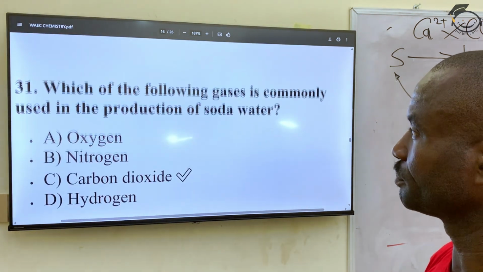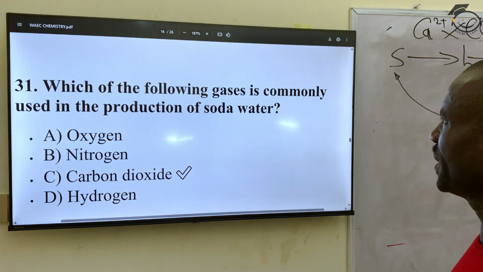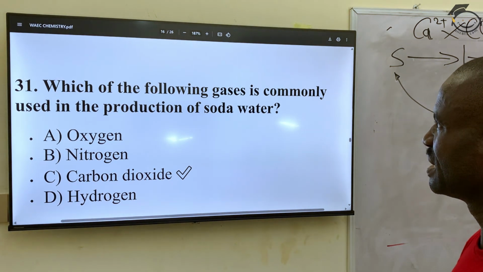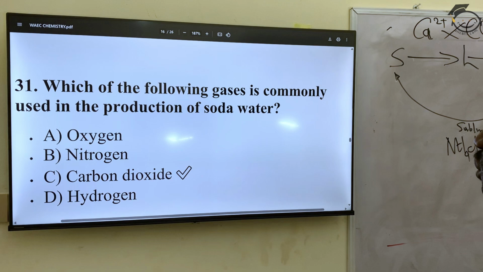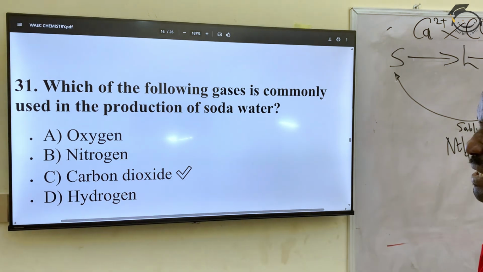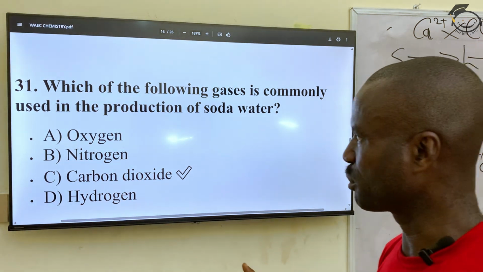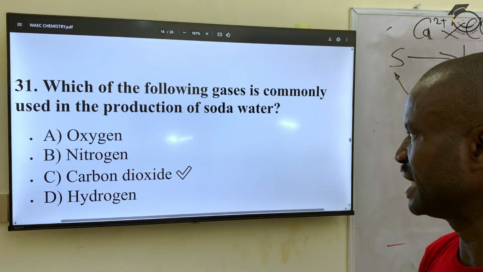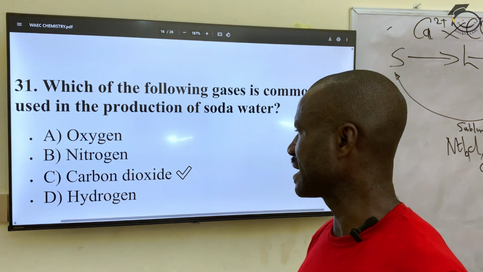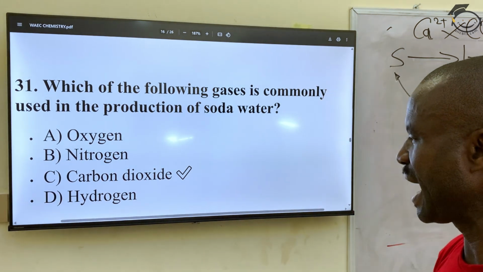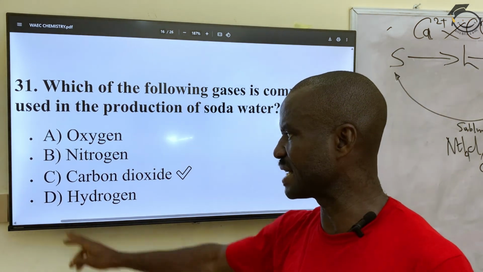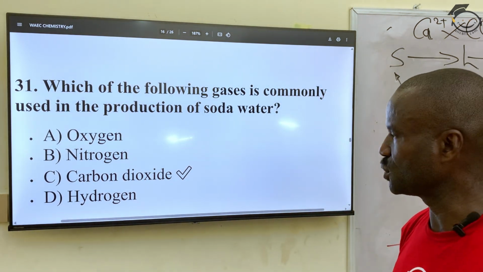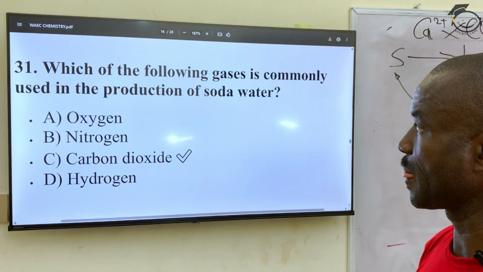Question 31. Which of the following gases is commonly used in the production of soda water? A, oxygen. B, nitrogen. C, carbon dioxide. And D, hydrogen. The correct answer is C, carbon dioxide. Carbon dioxide is used to produce soda water.